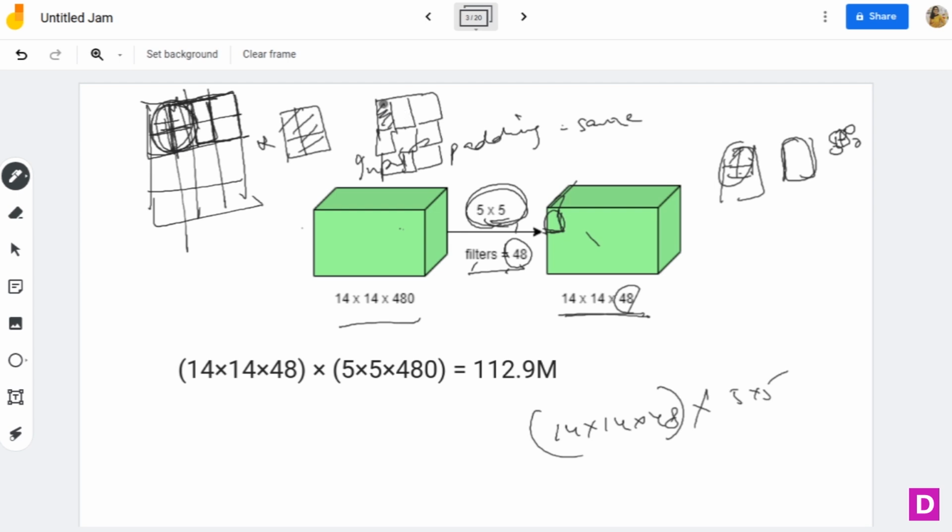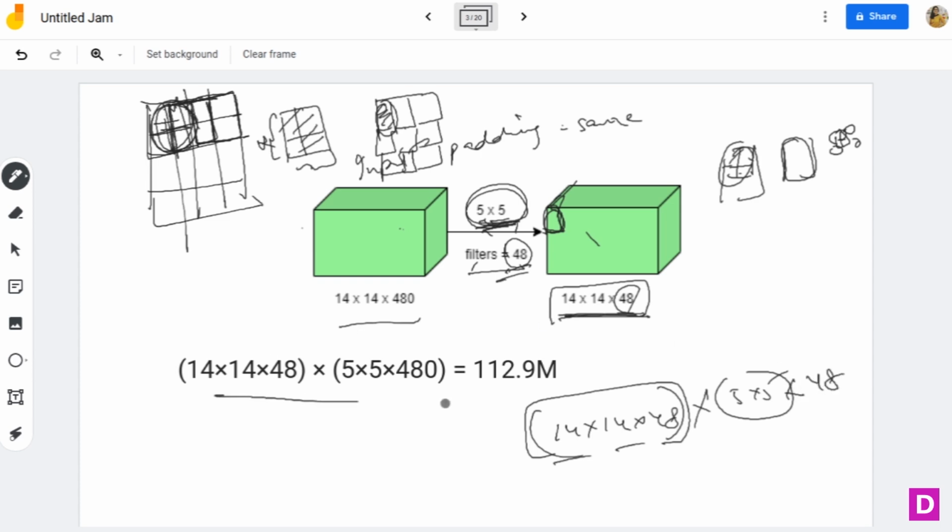So for every one block we are doing a convolution, which means multiplications, right? If I have one block here, I'll be doing a 5 cross 5 convolution in this case. But we have 14 cross 14 cross 48 blocks, so I'll be doing 14 cross 14 cross 48, and for each block 5 cross 5. And since we have not one filter but 48 filters, this will again be multiplied by 48. Now do you understand the calculation of the number of trainable parameters?